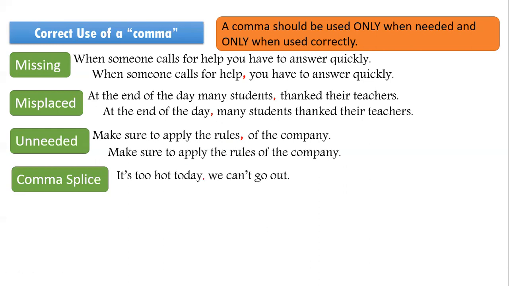And the comma splice, as we said before: "It's too hot today, we can't go out." Both parts of the sentence are complete. "It's too hot today" is a complete sentence. "We can't go out" is still a complete sentence. We can't use a comma in between. So we should use a semicolon instead.